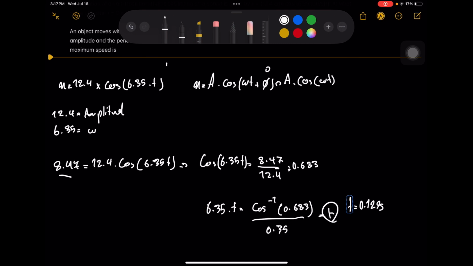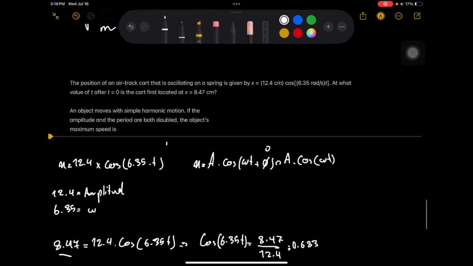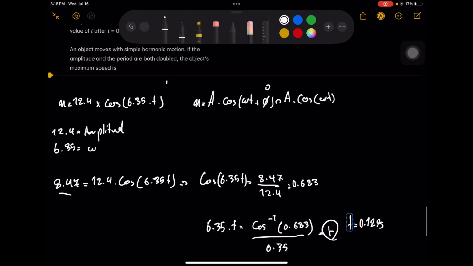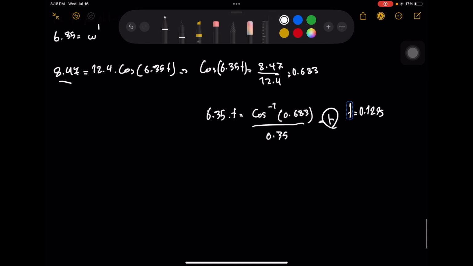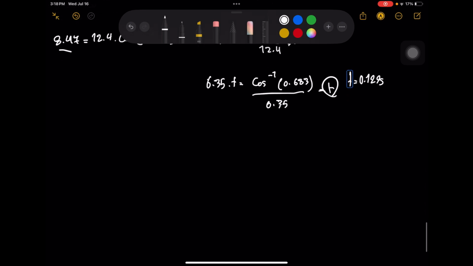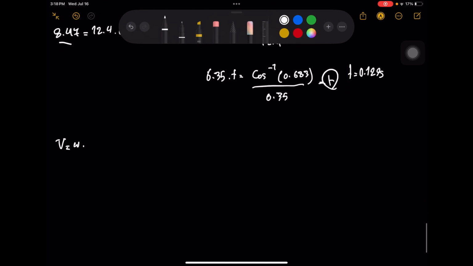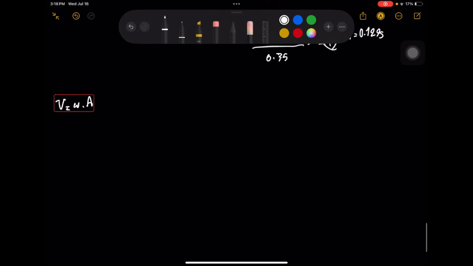If you have any more problems, please comment. And now let's get to our second one. It says an object moves with simple harmonic motion. If the amplitude and the period are both doubled, the object's maximum speed would be what? We said the maximum speed is omega A, and omega would be 2 pi over T. So the formula for the maximum speed would be A times 2 pi over T.